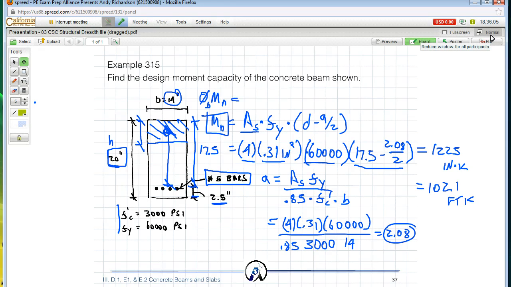So the phi Mn, we're going to assume it to be 0.9 to begin with, and then we can validate that, or if we were in a rush we would just assume it to be 0.9 and go on with it on the exam. They may give us a clue on the exam like that too, to say it's 0.9. So we multiply 0.9 by 102.1 and we get 91.9 foot kips. And again, that's based on the idea of assuming the 0.9.